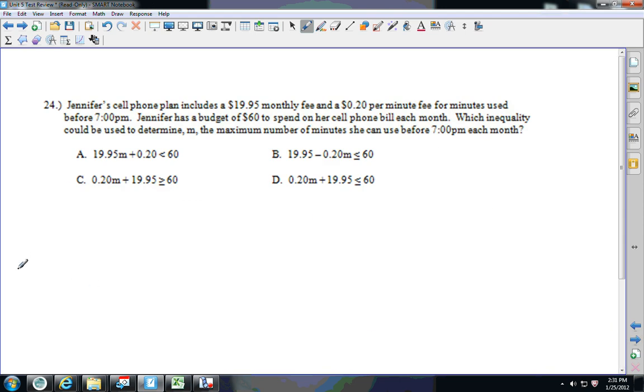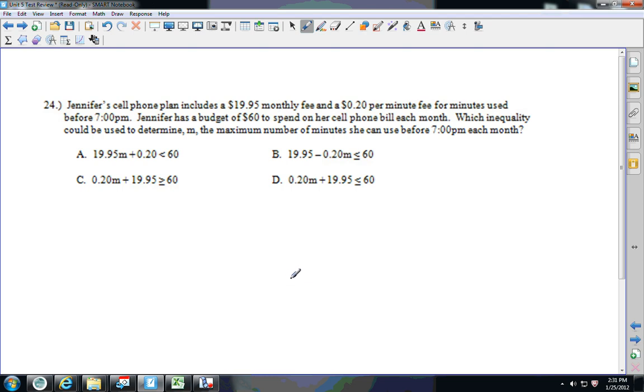Next one. Jennifer's cell phone plan includes a $19.95 monthly fee and 20 cents per minute for the minutes used before 7 p.m. She has a budget of $60 to spend on her cell phone each month. Which inequality could best determine M, the maximum number of minutes she could use before 7?